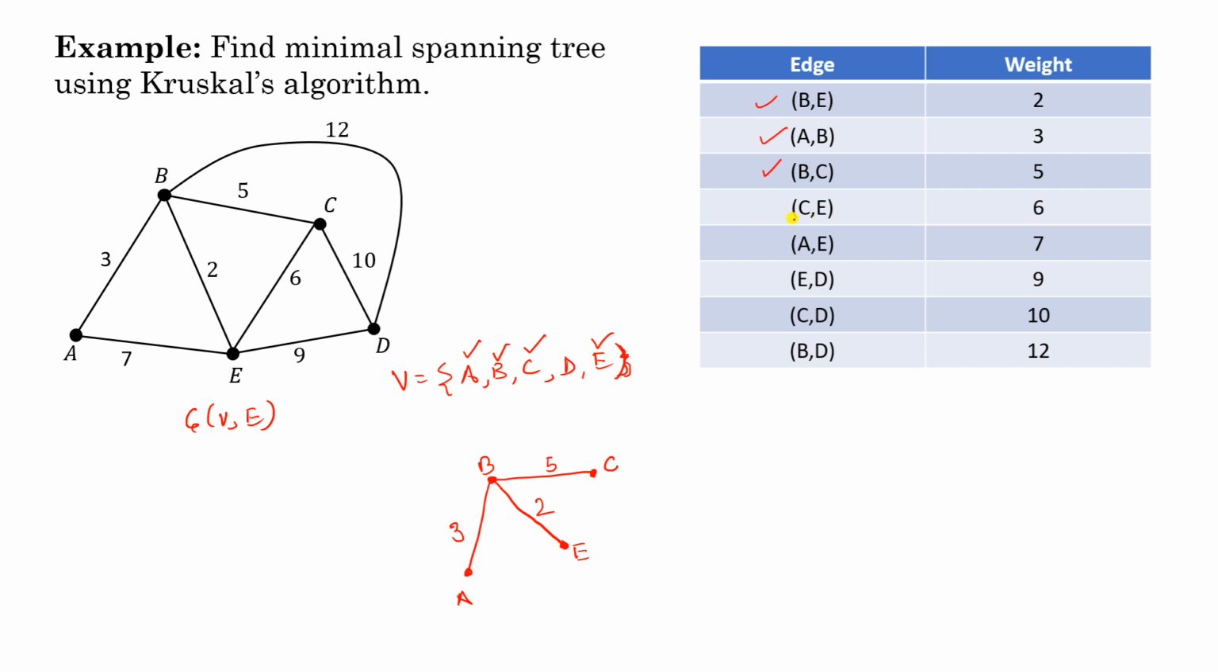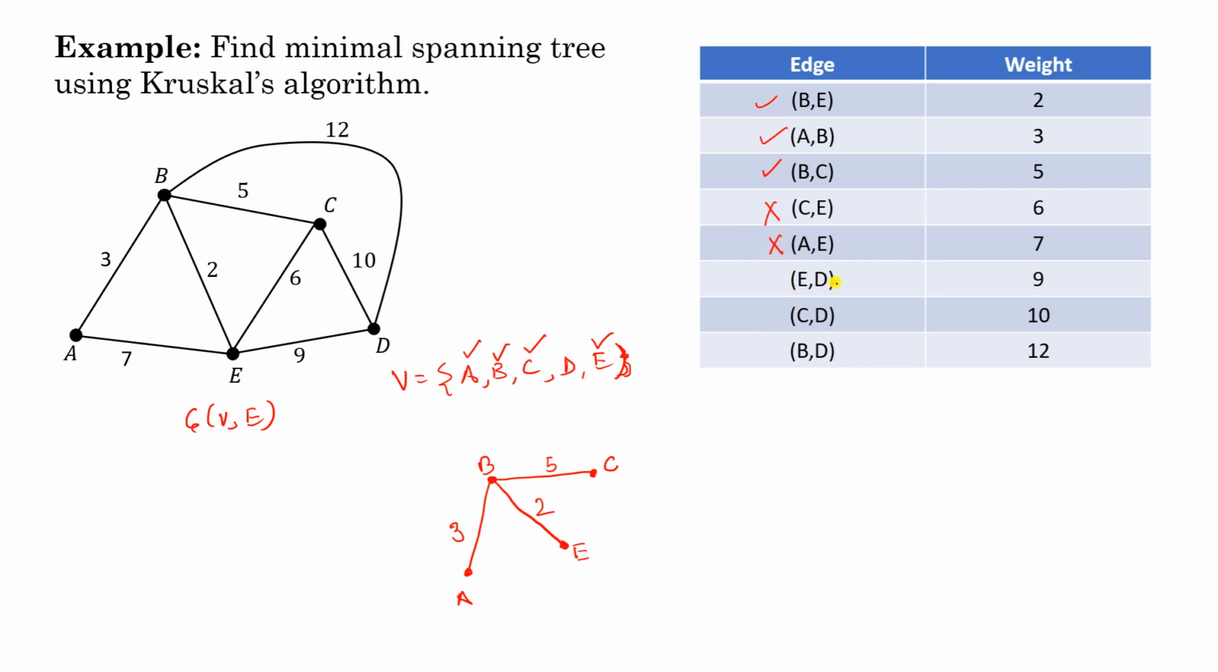So now I have to check the next edge. Next edge is CE. If I include CE, a circuit will be formed. It means I cannot add CE, so I will exclude this edge. The next edge is AE. If I include this edge, again a circuit will be formed. It means I have to exclude this edge also.